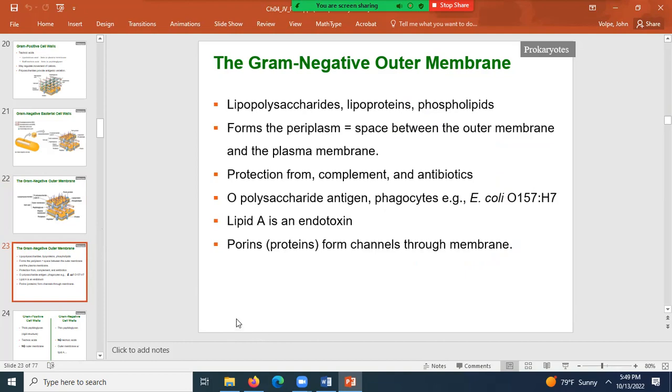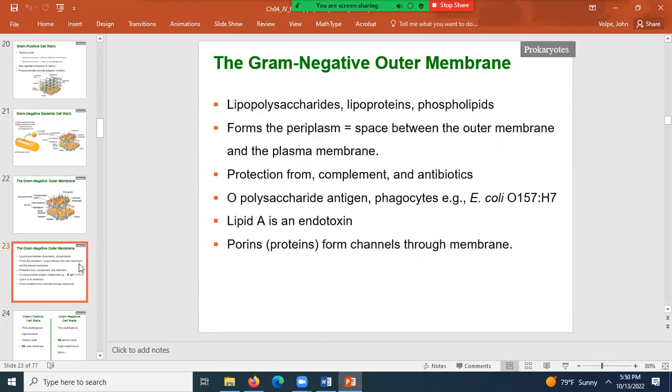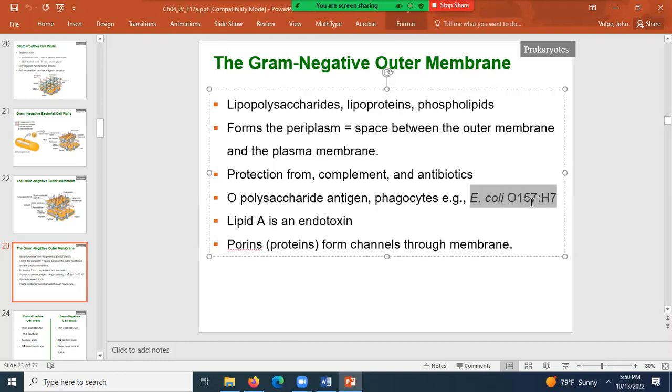The oligosaccharide can act as an antigen. So that oligosaccharide, part of the lipopolysaccharide, which is attached to the lipid A, can act as an antigen. And if you ever heard the name E. coli O157:H7, O157 is an antigen, which makes this strain of E. coli a human pathogen. So E. coli O157:H7 will tend to make you sick, whereas normal E. coli does not.